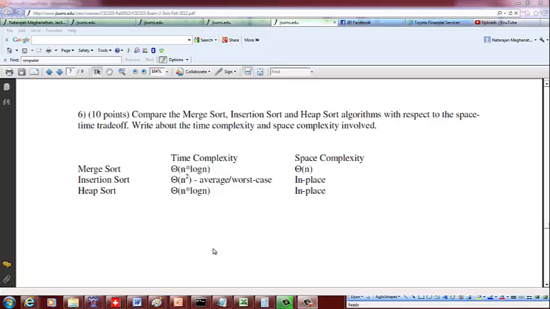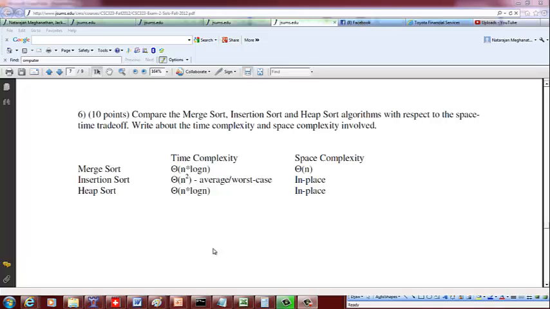Now, insertion sort is really not a time efficient algorithm, as you know again from analysis. It requires theta of n squared time complexity as the average case and worst case number of comparisons. But it's an in-place algorithm because it doesn't require any additional space. There may be some swapping going on, but you can do that with one temporary cell. So insertion sort is an in-place algorithm. It doesn't require any additional memory space proportional to the size of the array.